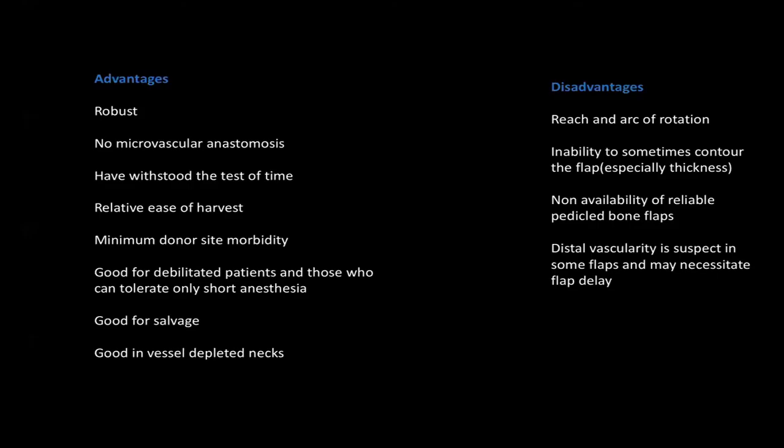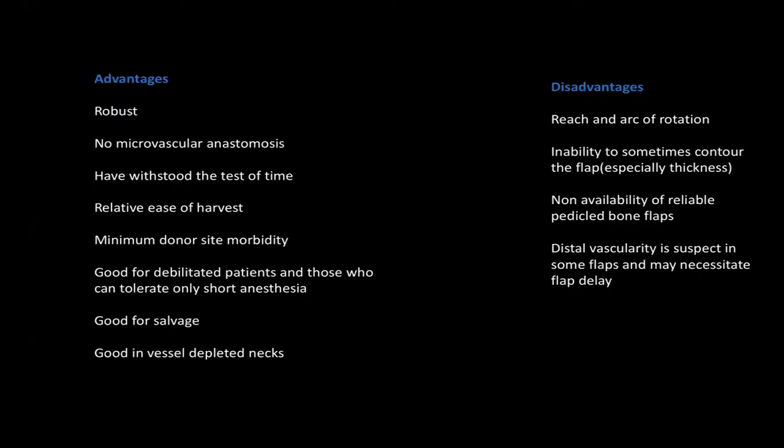Okay. So the disadvantage, as I started, is the reach and arc of rotation. That is a problem with all pedicle flaps, that the reach to certain areas in the head and neck is just not there. The free flap, if you raise an ALT or a radial forearm, you can take it anywhere in the neck because you're not constrained by the pedicle holding the flap back. So the reach and arc of rotation can be a disadvantage in certain instances.